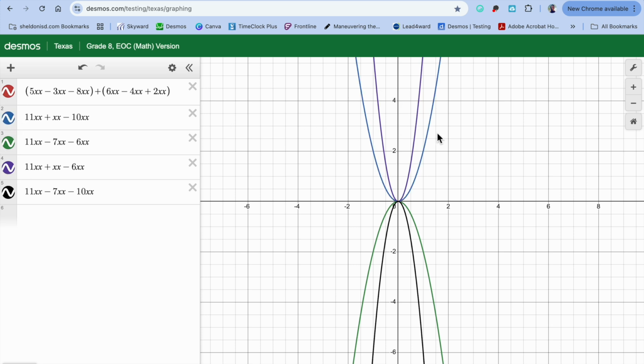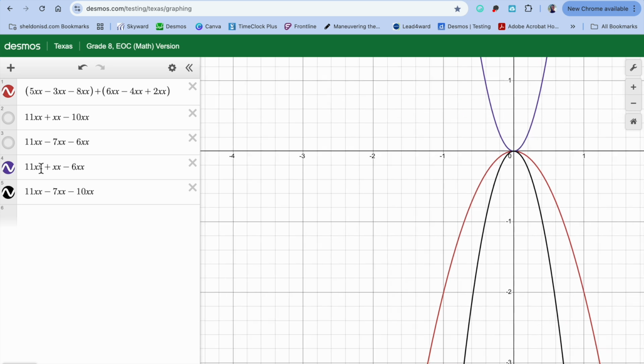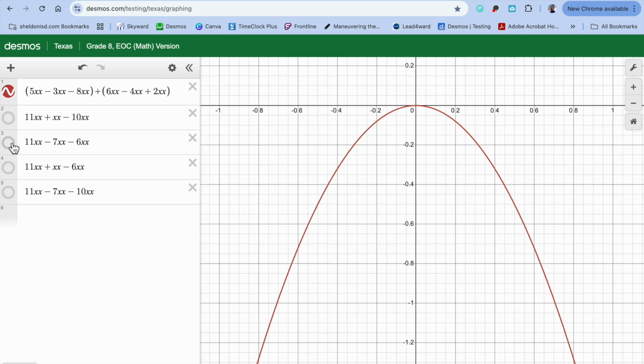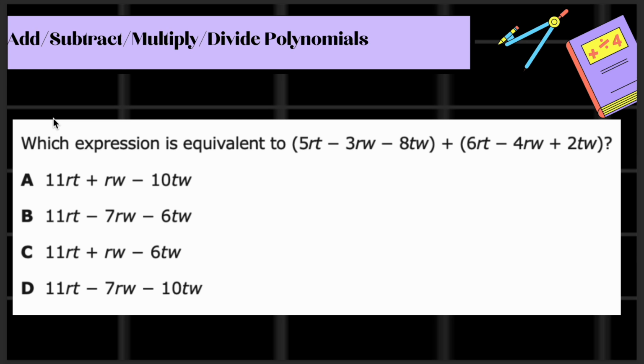Nothing is under blue. So blue is not overlapped with any other parabola. So I'm going to turn that off. Let's see, green. Oh, it looks like green was right on top of my expression from the question. So I'm going to keep that one in mind. Purple, nothing's under there. Black, nothing's under there. So as you can see, if I zoom in, the green and red lines are right on top of each other. So my answer should be 11xx minus 7xx minus 6xx. Going back to the question, my answer is B.